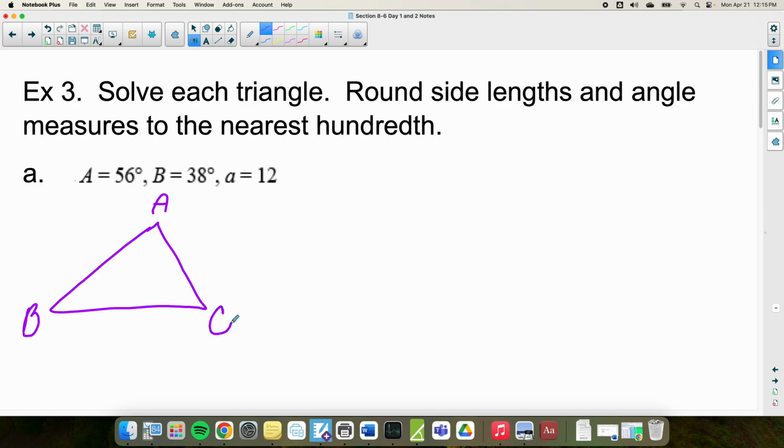Now, one of the things you'd have to know for this, and I talked about this on Thursday, is that if this is angle A, this is little a. If that's angle B, this is little b, and if this is angle C, that's little c. And then they tell us that angle B is 38 and angle A is 56.